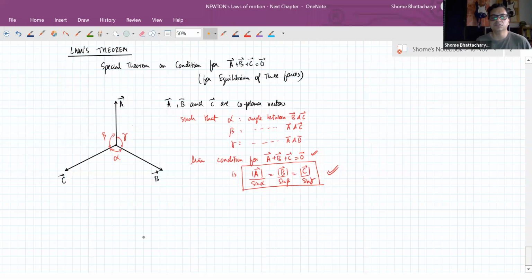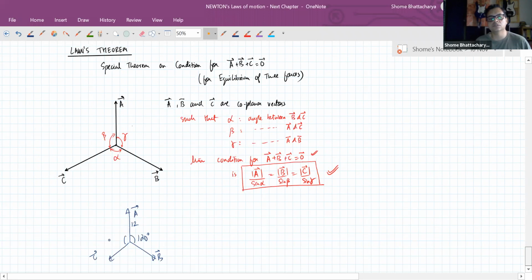So you'll see the previous question becomes very, very quick when we apply this, because there the magnitude of the vector A was 12. Then vector B was unknown in magnitude, but this angle was 120 degrees. And vector C was unknown, but this angle was 150 degrees, which means that this angle was 90 degrees. Okay. So this was a right angle. So now this condition here becomes that magnitude of A upon sine 90 should be equal to magnitude of B upon sine 150 should be equal to magnitude of C upon sine 120.